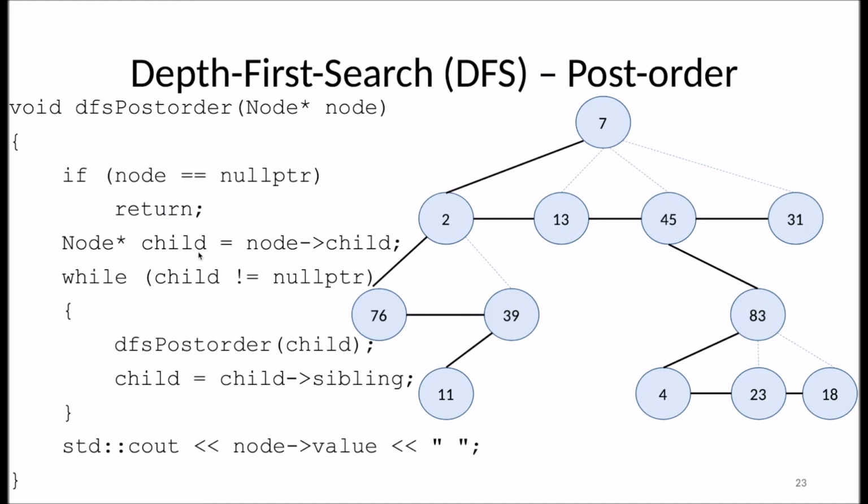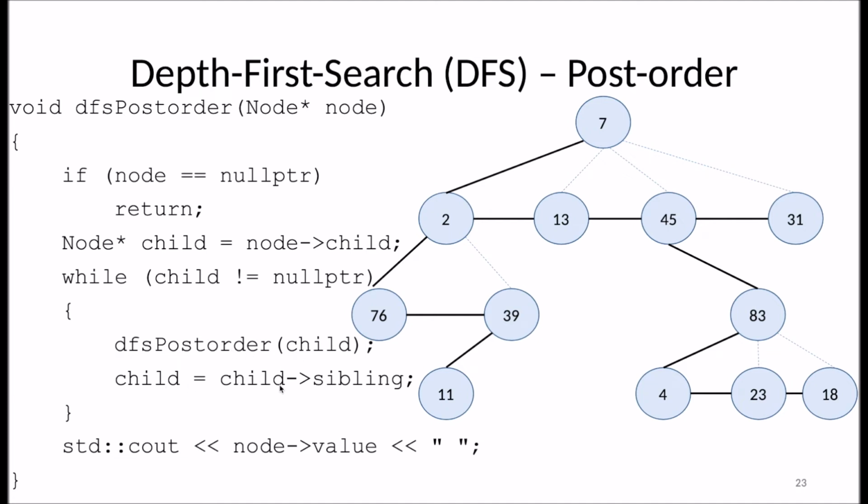So 2 gets passed in. I get the child of 2, which is 76. 76 is not null. Now I call the same function with 76. So 76 gets passed in. I get the child of 76, which is null. So I don't enter the loop, I skip the loop, and then I output 76. Then I back up to 2.